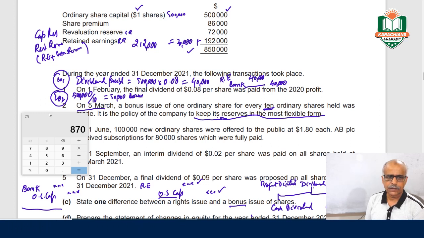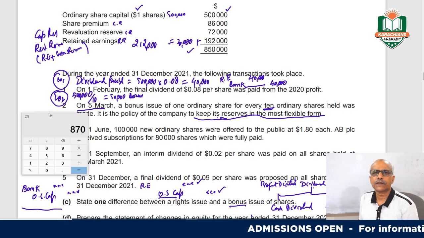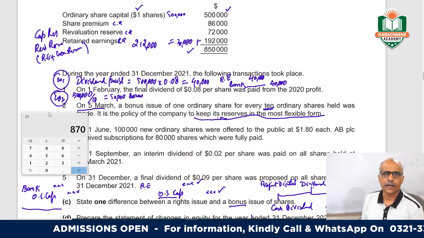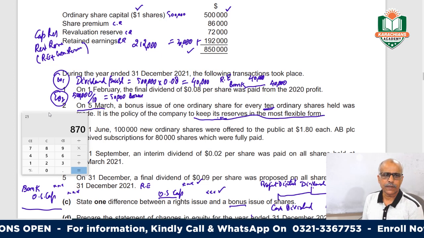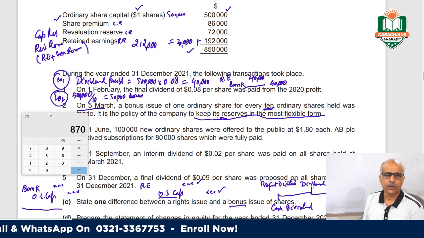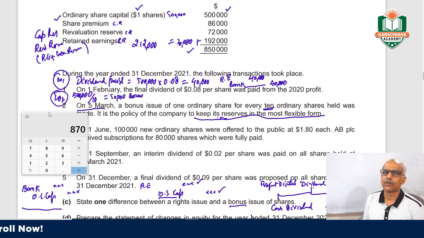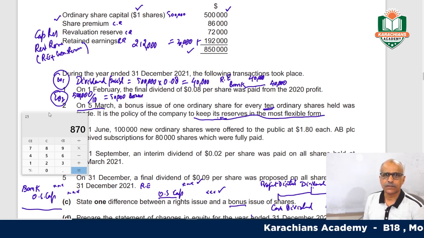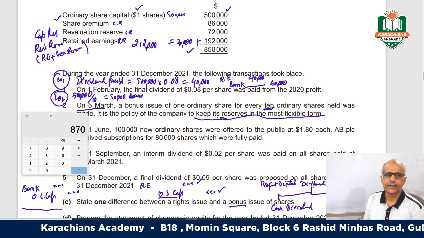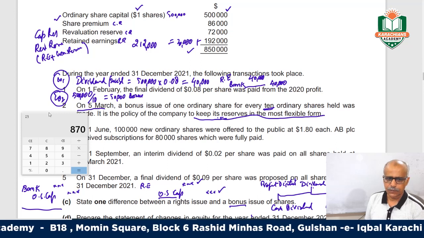This is capital reserve. This is capital reserve. So revaluation reserves you cannot distribute. This is very clear guidelines. So in capital reserves you have share premium, and this is the capital one. And in revenue reserves you have retained earning. So you have to save your revenue reserves. Keep your reserve in a flexible form. So this will be paid from, or adjusted from the share premium.